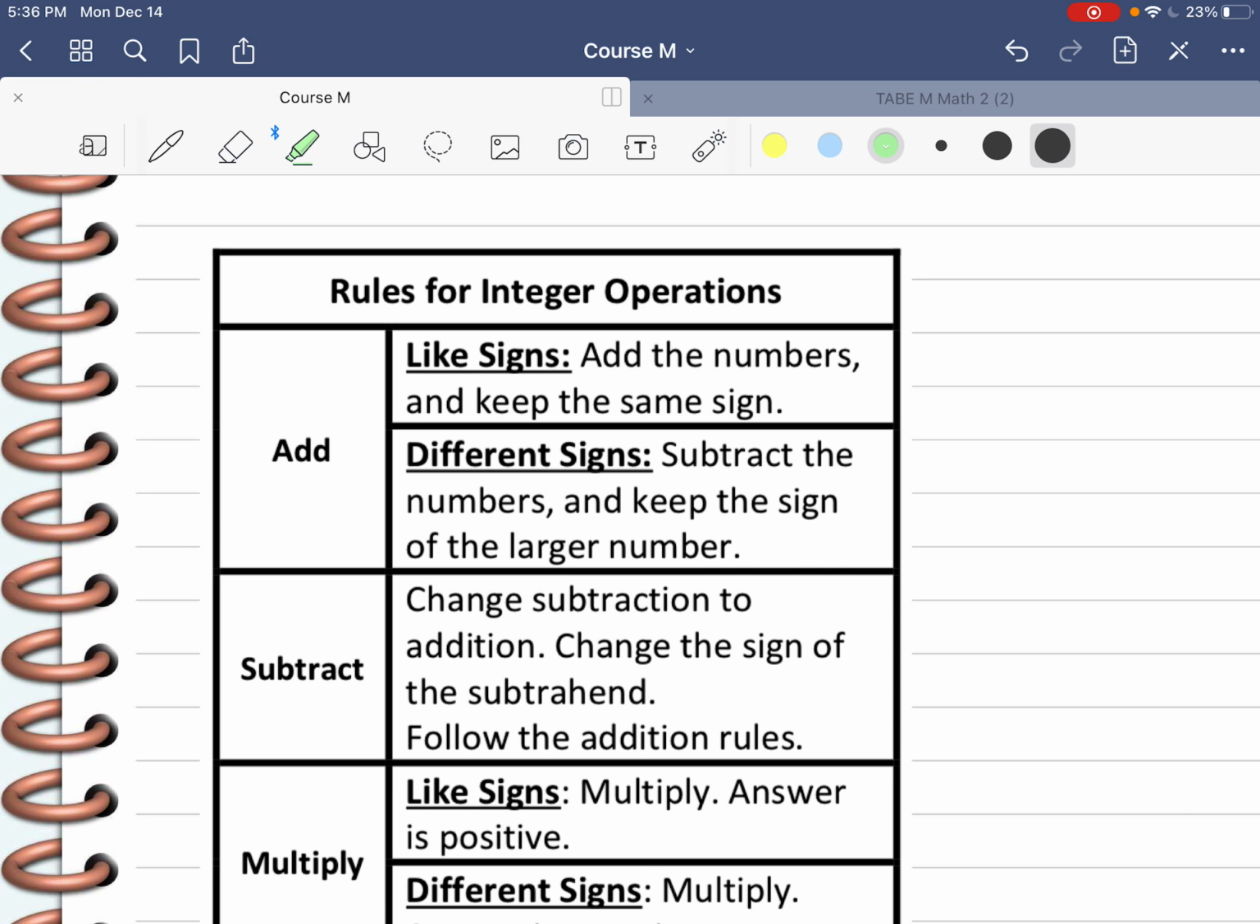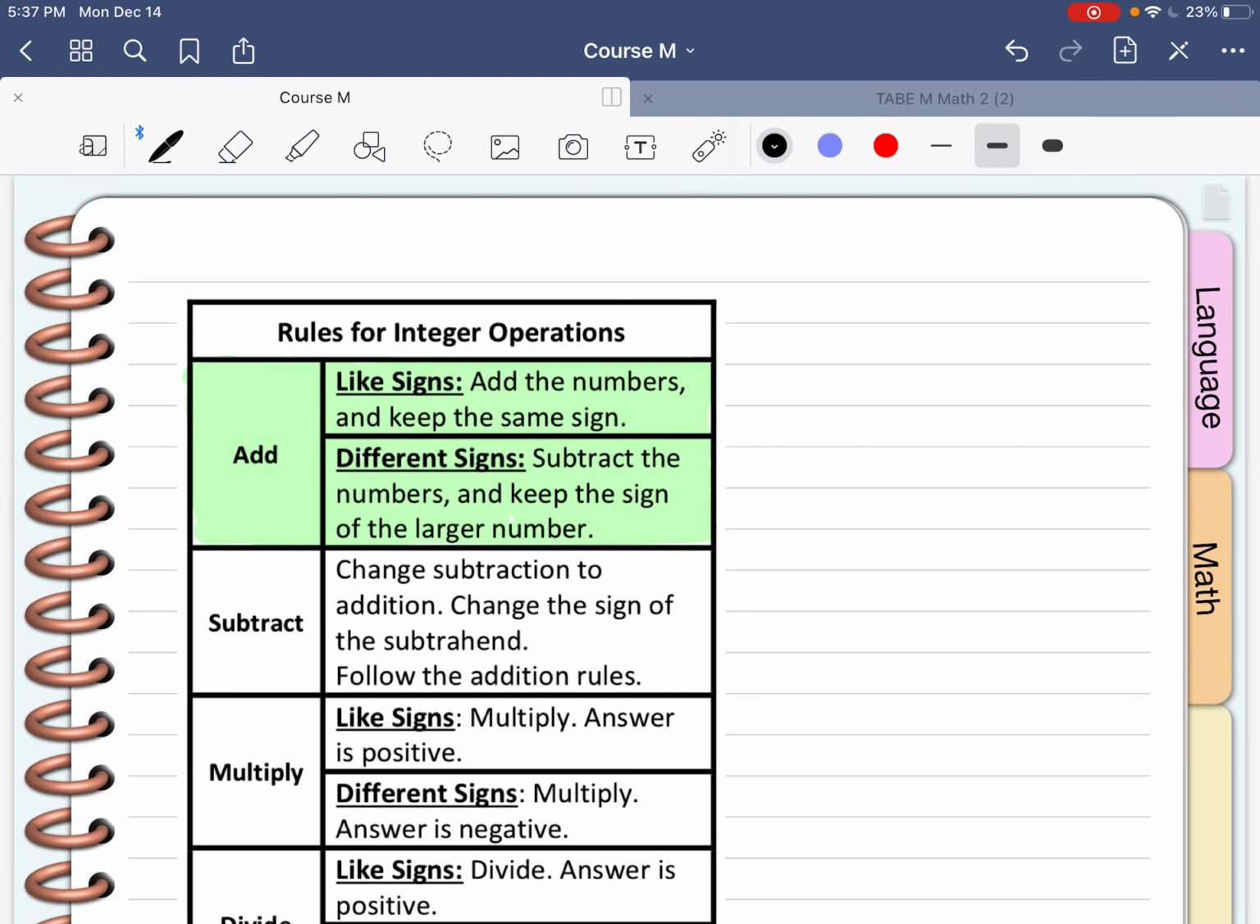So I want to start with the addition set, and that is this top section. You notice that with addition, the rules change when the signs are the same and when they're different. So that's the first thing you're going to have to figure out to determine when you're adding and subtracting signed numbers. Let me show you a few examples of the addition rule. I'll show you one example of each of these. So your addition rules, there are two of them. And to start us off, let's take like signs.